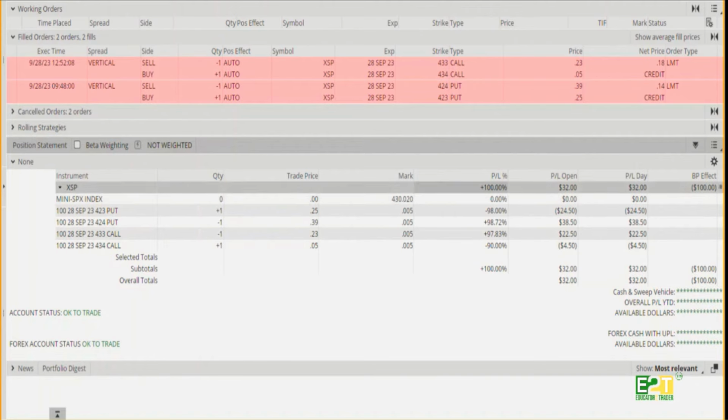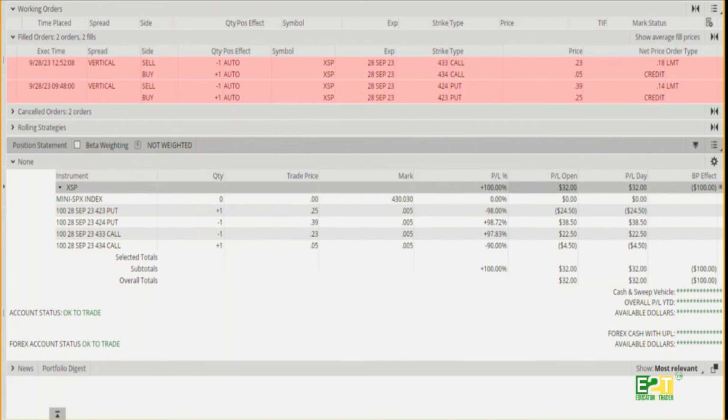The P&L percentage shows you 100% profit and loss, and the P&L open is $32 because between the two of these trades, you collected $32 in premiums and you leveraged only $100 of collateral in order to make $32. This is why I talk about the power of credit spreads. It's because you can use a small amount of collateral and generate a nice profit.